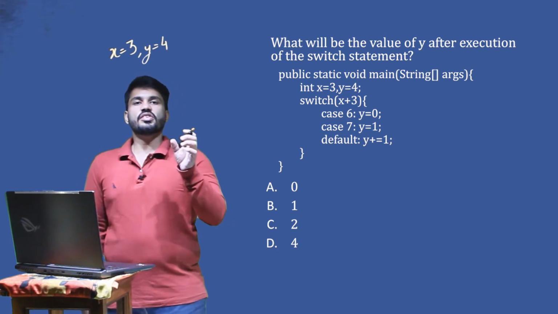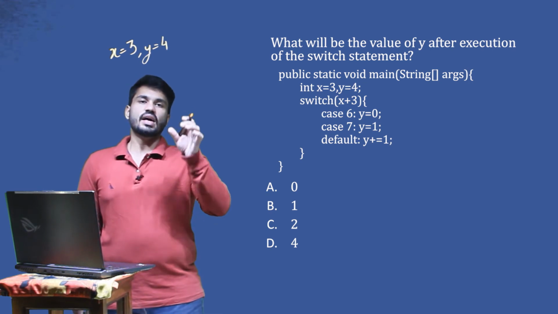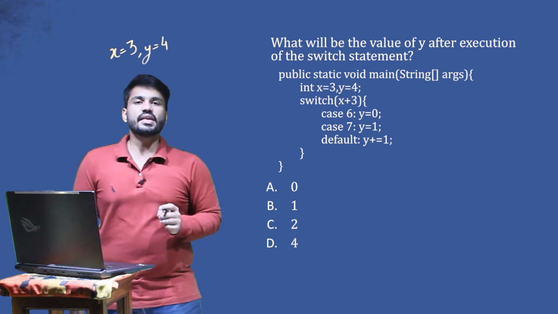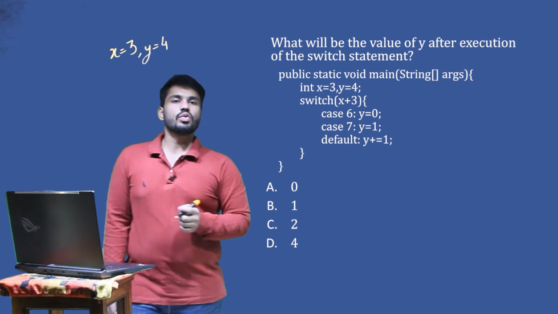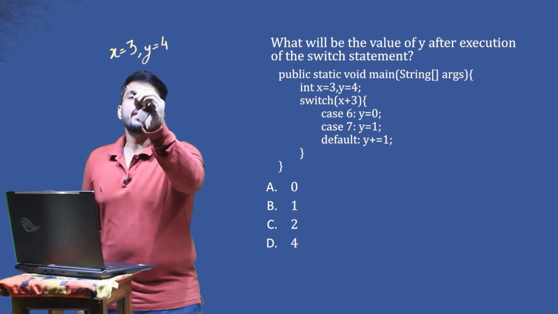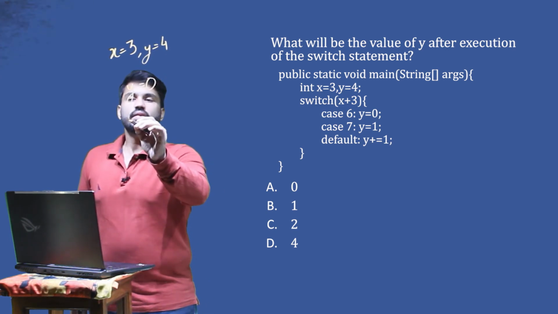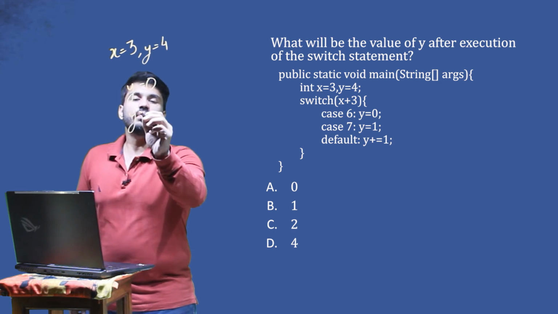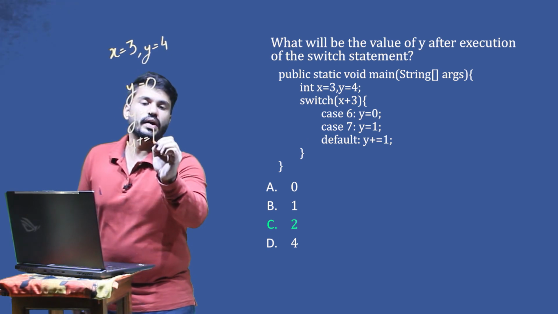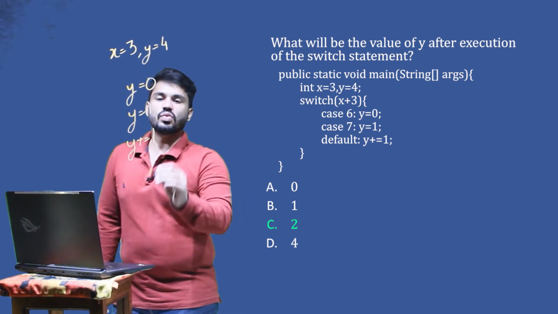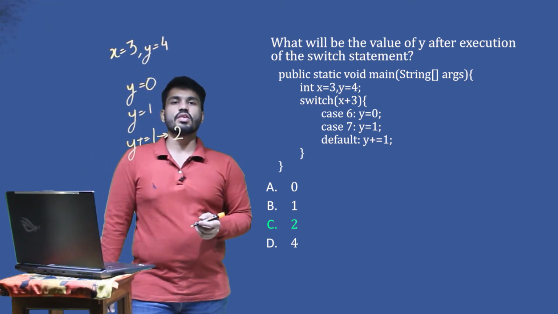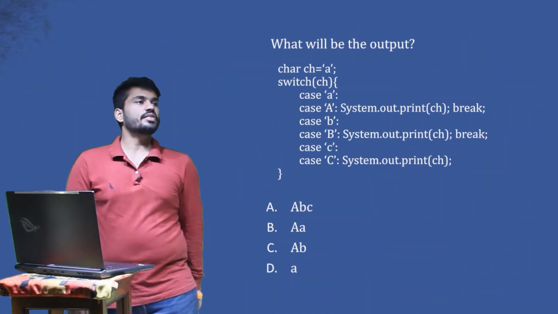So what happens after the expression matches a case, all the statements after that get executed until the end of the switch statement or until we find a break statement. So in the question we can see that there are no breaks, so all the commands will get executed. So firstly, y will become 0, then y will become 1. After that, we have y plus equal to 1, which increments y by 1. So y becomes 2. The value of y after completion of this code will be 2. Let's move to the next question.